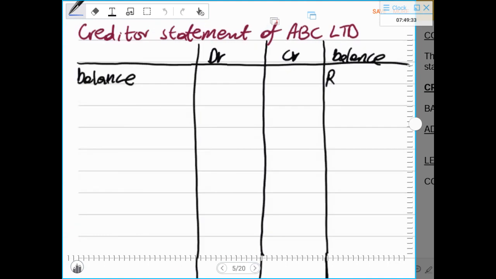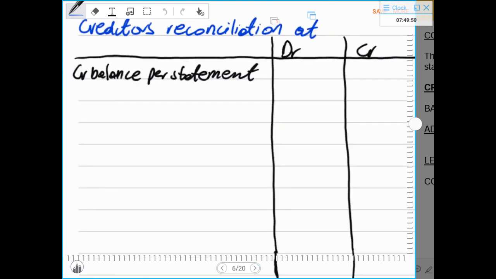And I have also provided a rough draft of the skeleton of the creditor statement, meaning a statement that we received from the people from whom we buy inventory on credit, and those people are called creditors. In this case, that creditor is ABC Ltd. Then I have also provided the creditors reconciliation statement, in terms of how it will look.